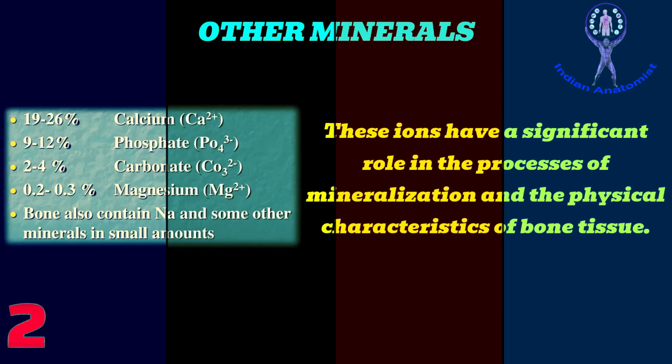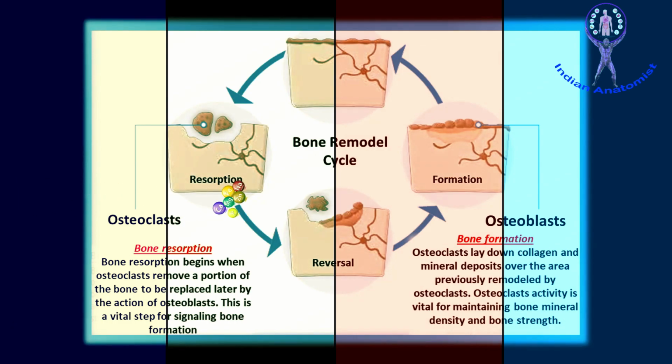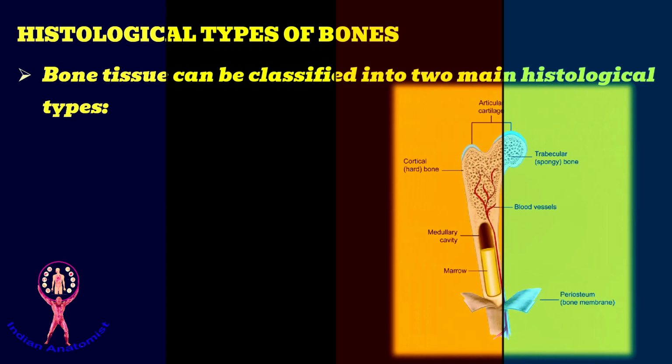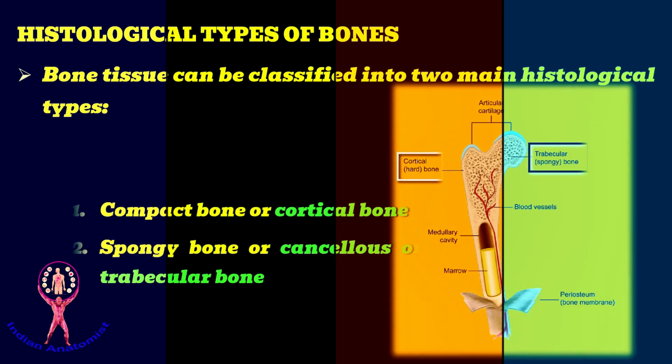Dear students, so far in this video, we have covered the basics of the bone, including its organic and inorganic components as well as its cells and matrix. Now I shall proceed to explain the histological characteristics of compact and spongy bone. Histologically, the bone tissue can be classified into two types. Number 1, compact bone or cortical bone. Number 2, spongy or cancellous or trabecular bone.